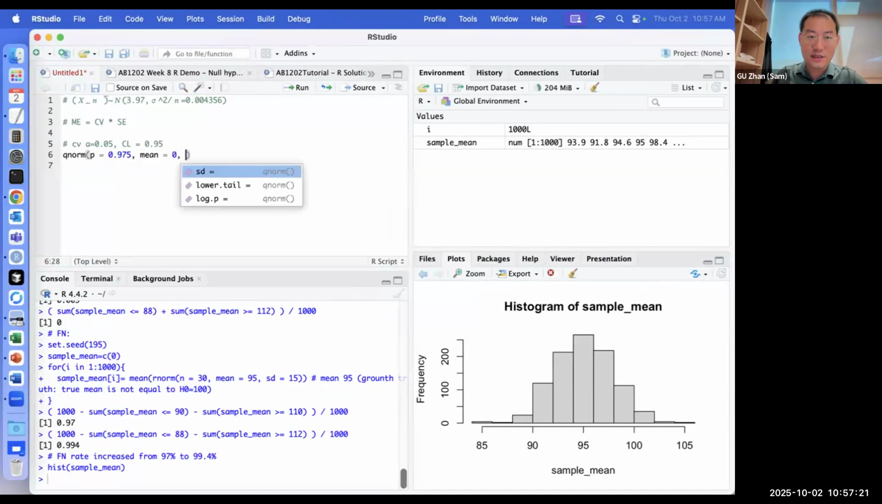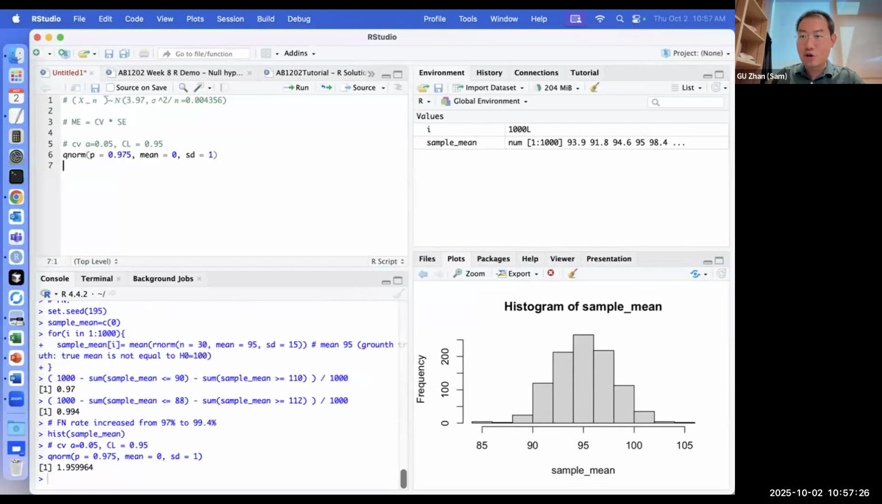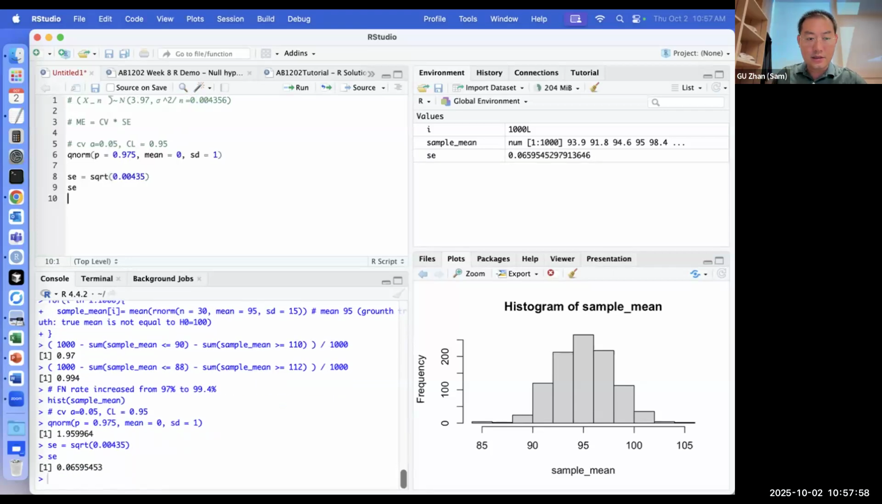Then we use the Z distribution. We do it in a more orthodox way. So this is your Z score, and this is the critical score, 1.96. So we have the CV, then the SE. What is the SE? SE is the standard deviation of the sampling distribution, the square root of your variance. So your variance is here, and your SE is this value.